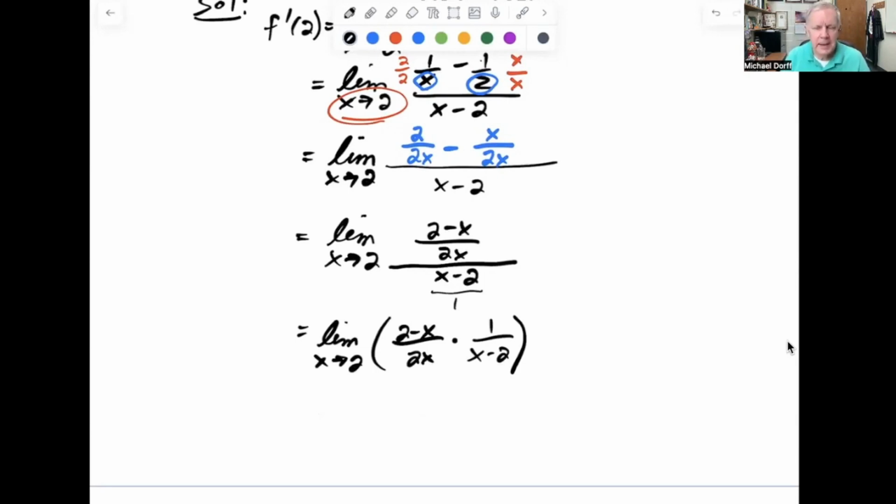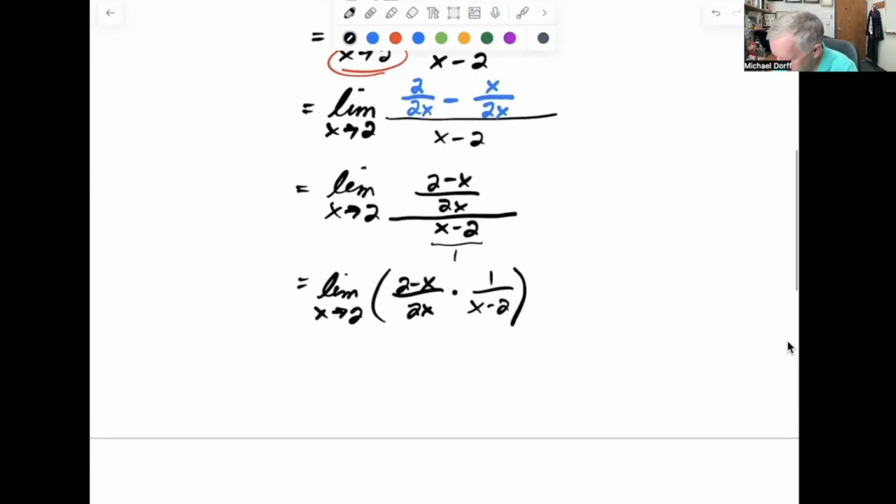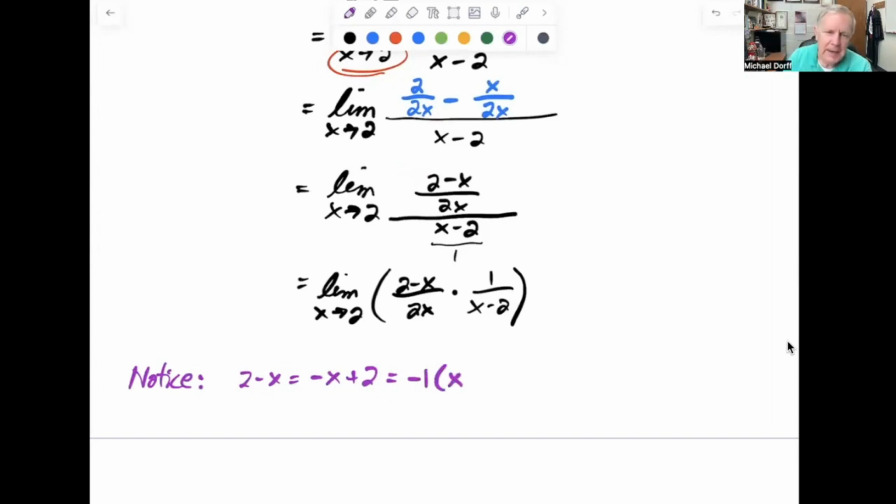I don't have my x minus 2 in the top, or at least it doesn't look right like that. But notice here that 2 minus x, I could write as minus x plus 2 by just switching the order, it doesn't matter. And now I could take out a negative 1 there. When I take out a negative 1 from negative x, that gives me an x. And if I take out a negative 1 from a positive 2, that's going to give me a minus 2.